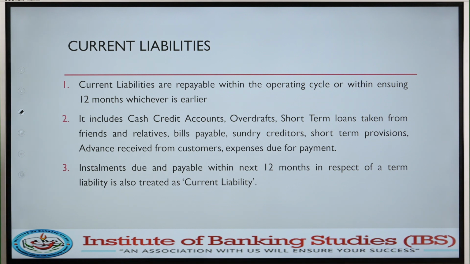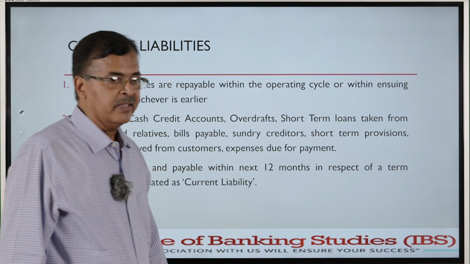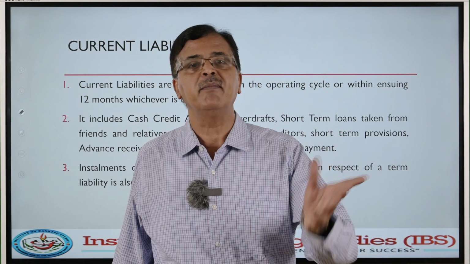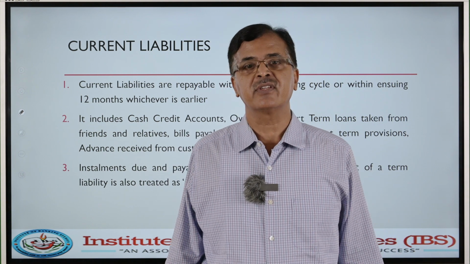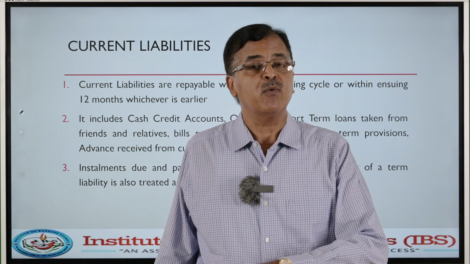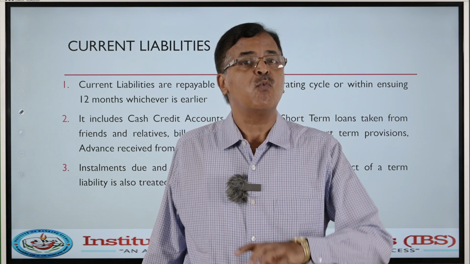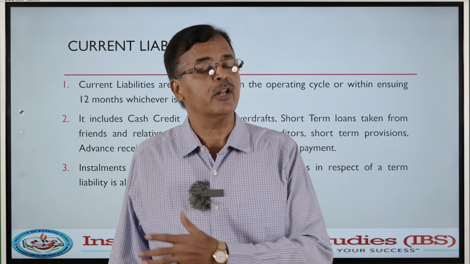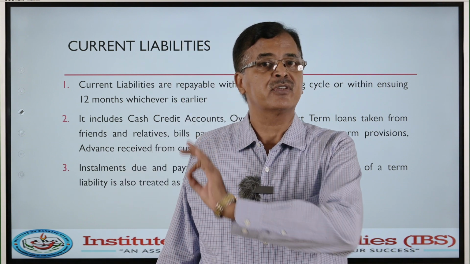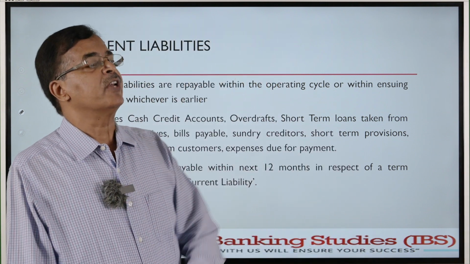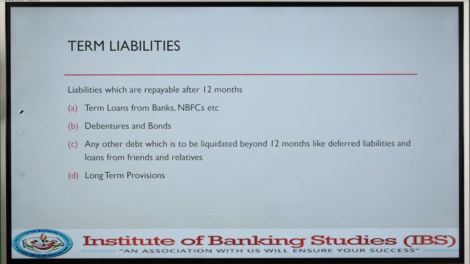Installments due and payable within the next 12 months in respect of a term liability are also treated as current liability. That is, whenever the business firm is availing a term liability from a bank, normally the term liability should be liquidated in fixed installments. The installments may be for 60 months or 84 months, like that. So one prominent point you have to remember is that whatever the nature of the term liability, whether it is 60 months or 84 months or 120 months, the next 12 installments due for payment are actually a current liability. The remaining part only can be treated as a term liability. Remember this when you read a balance sheet.